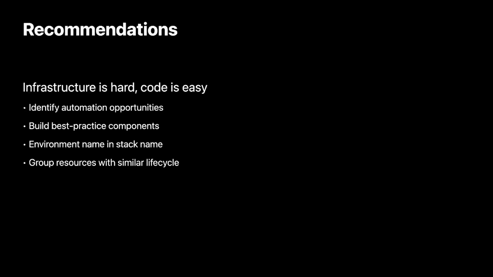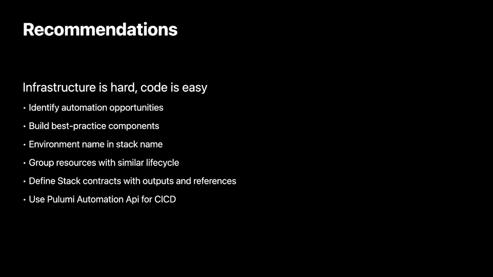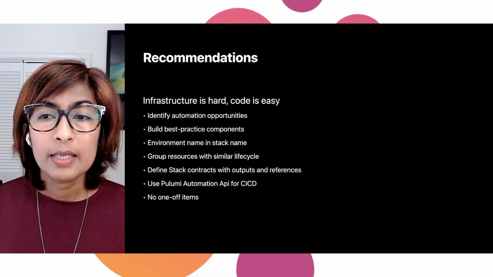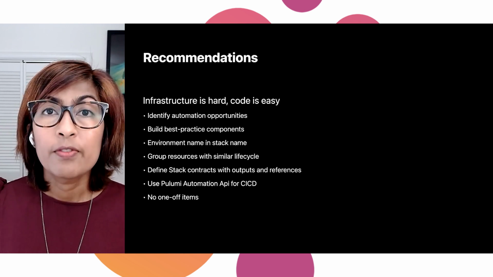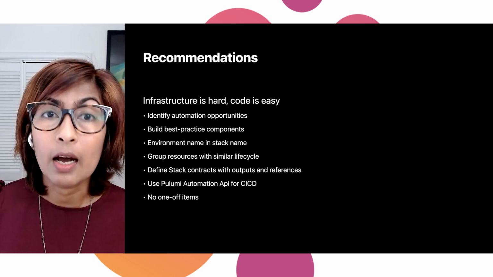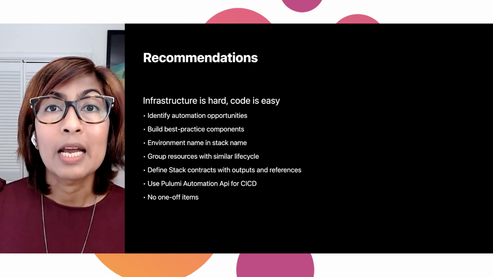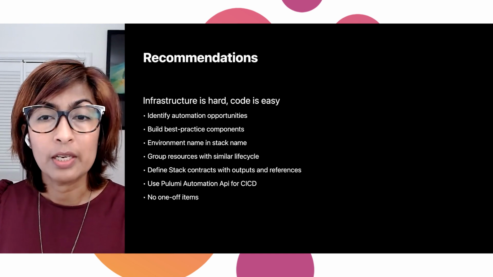Group resources with similar lifecycle in a stack to reduce blast radius and have meaningful diffs. This is a big developer velocity gain. Define stack contracts with outputs and references. Our team highly recommends the Pulumi Automation API for CICD. And finally, avoid one-off items to make your programs and pipelines uniform. For example, we didn't have to have two regions for our dev environment, but this allowed us to have uniformity in programs and pipelines across dev and production environment.